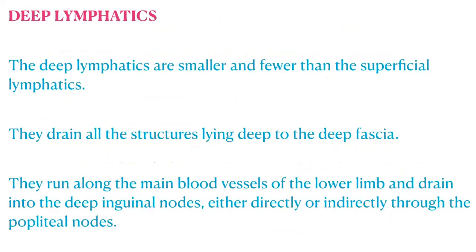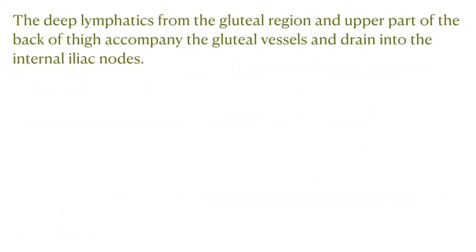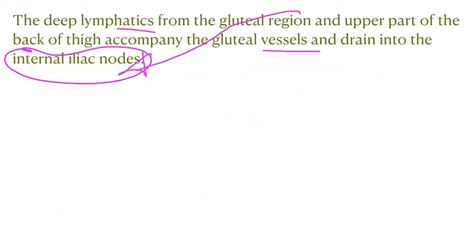Deep lymphatics are smaller and fewer. They drain all structures lying deep to the deep fascia. That is why they are called deep lymphatics. They run along the main blood vessels of the lower limb and drain into the deep inguinal lymph nodes either directly or indirectly through the popliteal nodes. Right? The deep lymphatics from the gluteal region and upper part of the back of the thigh accompany the gluteal vessels and drain into the internal iliac nodes. So, deep lymphatics from the gluteal region directly empty into the internal iliac nodes.